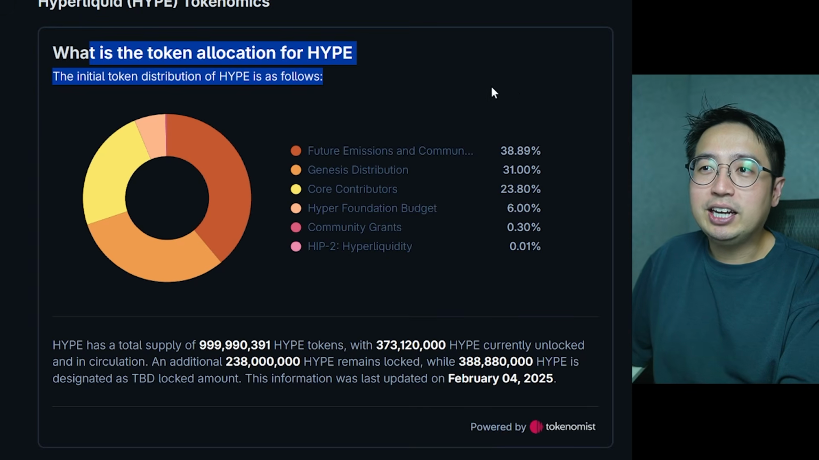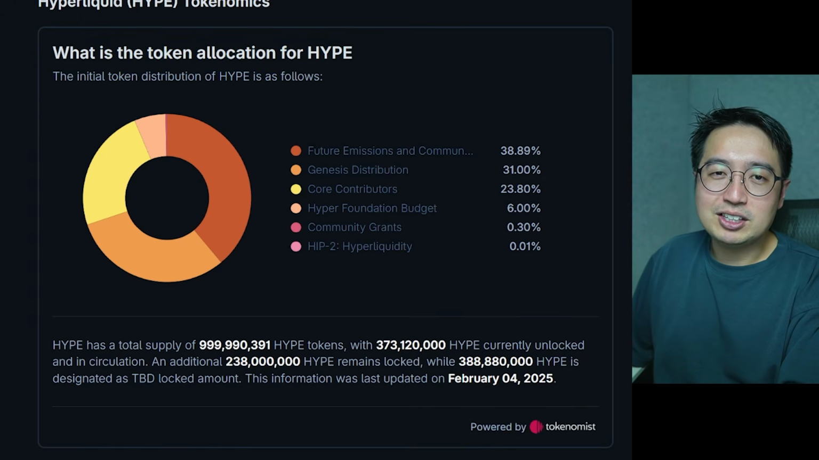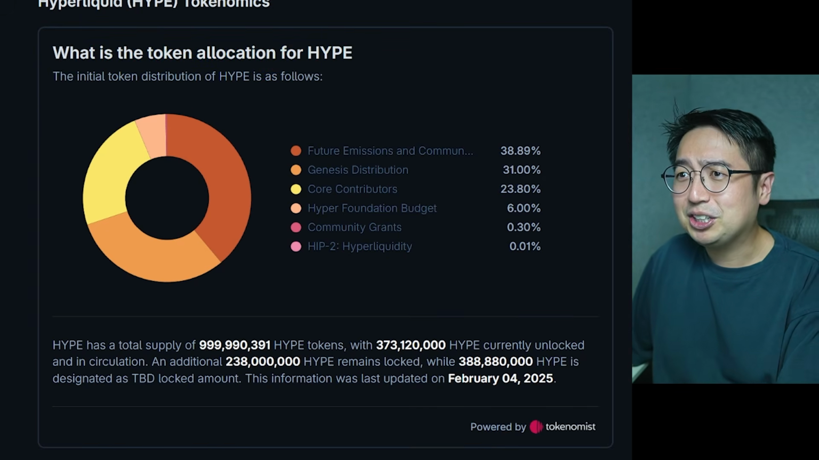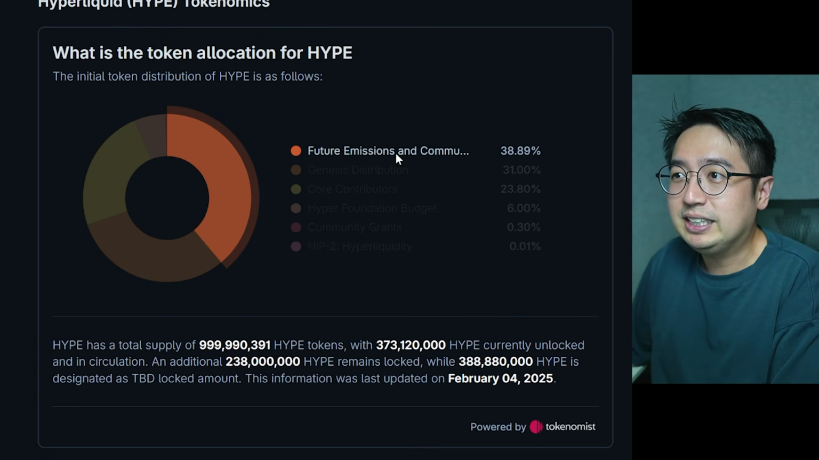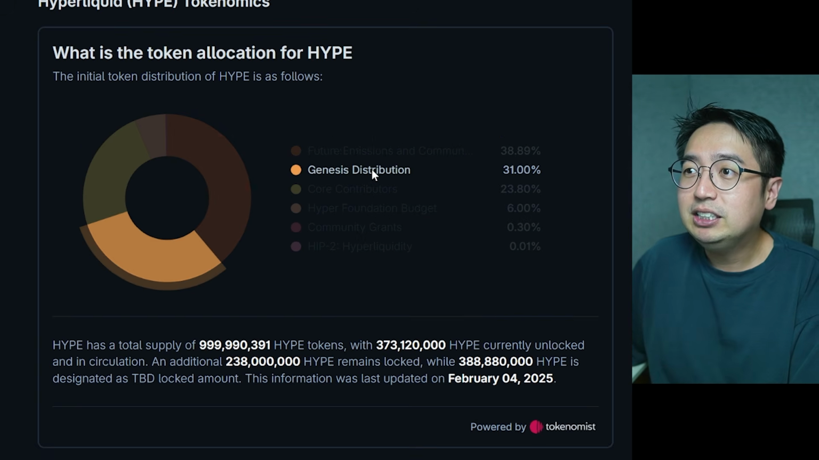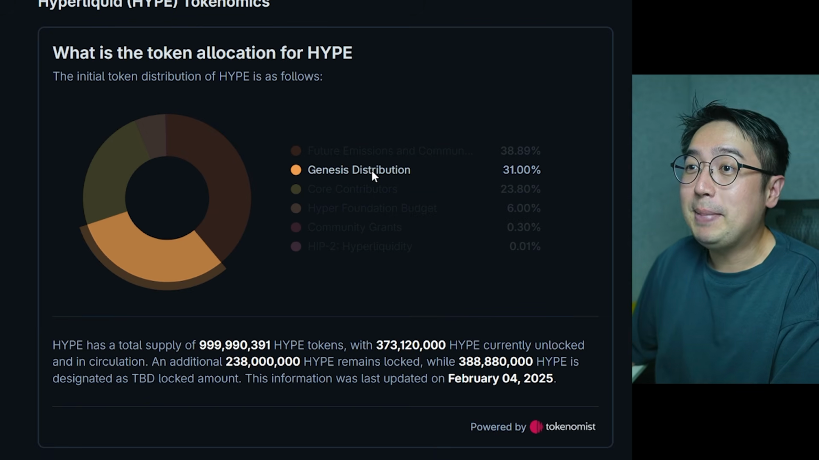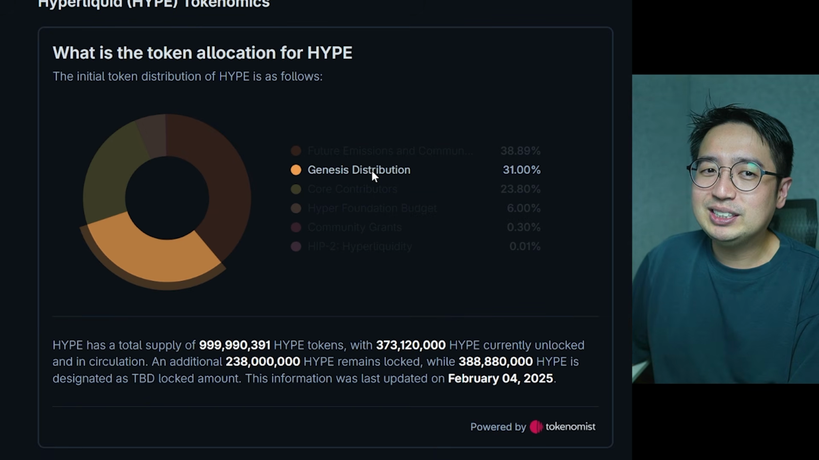What is the token allocation for Hype? So I'm a little colorblind. A lot of these colors look the same to me. Future emissions and community rewards. You can see that's about 39%. Genesis distribution. Yes, they had a massive airdrop, and I heard they're doing a season 2 soon.